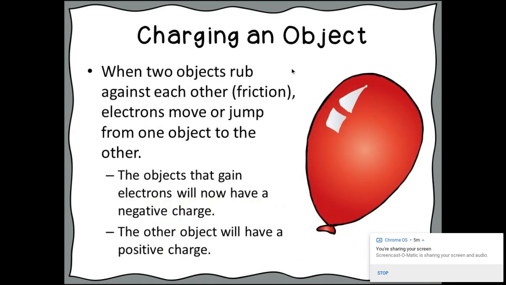So like I said, charging an object is the friction. To create the movement of electrons, I keep rubbing my hands together. It needs to be a rubbing of two things, okay? The object will gain electrons, and then it'll have a negative charge. The object that loses the electrons now has more protons, so it's going to have a positive charge. And because they're opposites, they're going to come together.